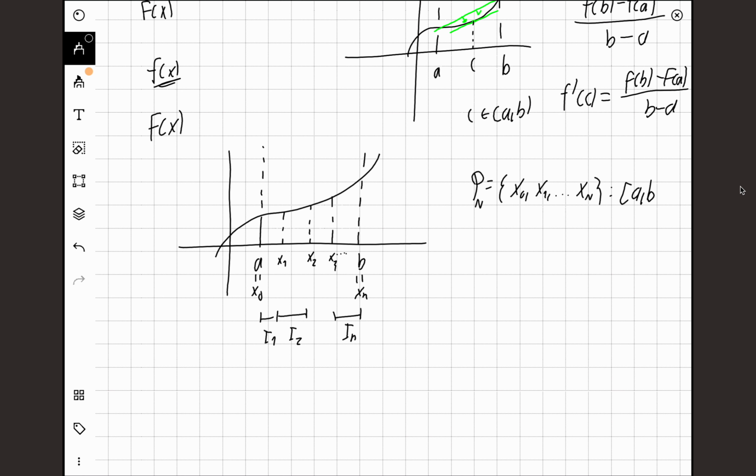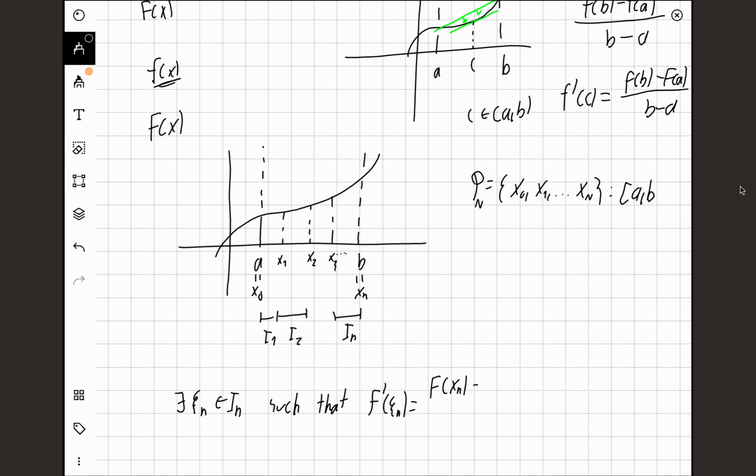And I can apply Lagrange's mean value theorem to each interval, which just means that I know that there exists a special point epsilon n in an interval In, such that my function capital F, the derivative of it evaluated at this point epsilon n, will equal the actual slope of the function on this interval.